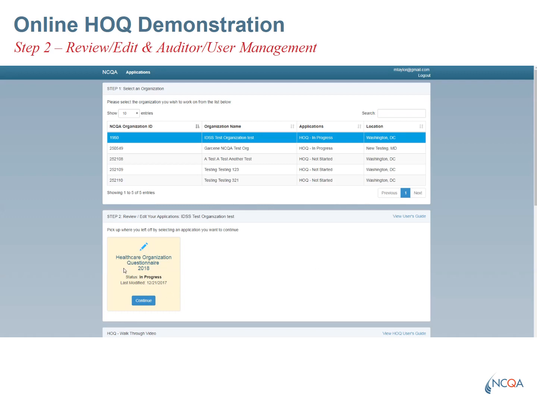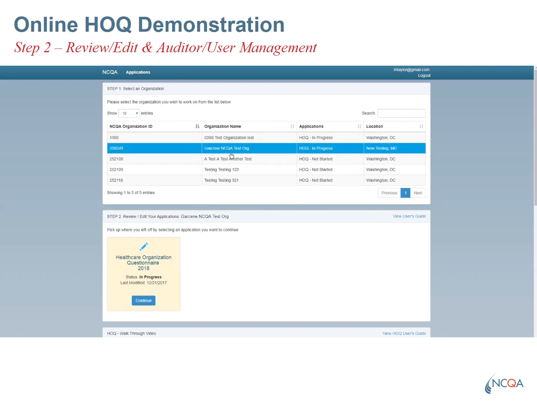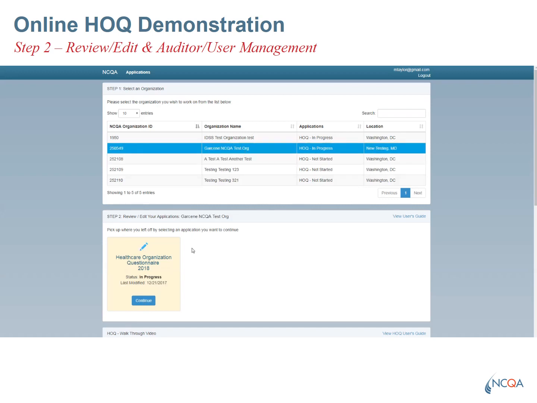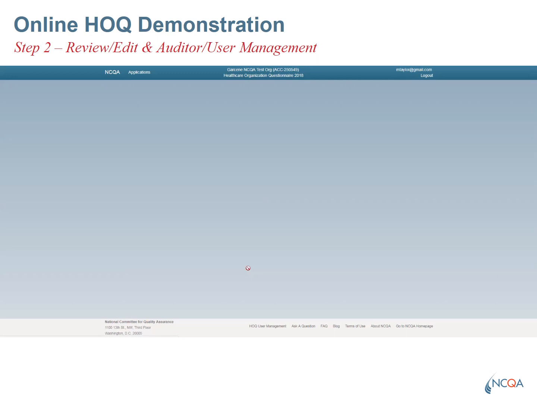Here, what you see is the HOQ itself, and it has the status, and also has the last date modified listed. Now, when you select your organizations, what you'll see is the name also changes up at the top, and then your status will change. So if I go to the next org here, you can see that that hasn't started yet. And when you first log in, this is what you'll see. It'll say not started. So we're going to select our organization by highlighting it, and then we're just going to click on continue. This is going to take us to the HOQ for this organization.